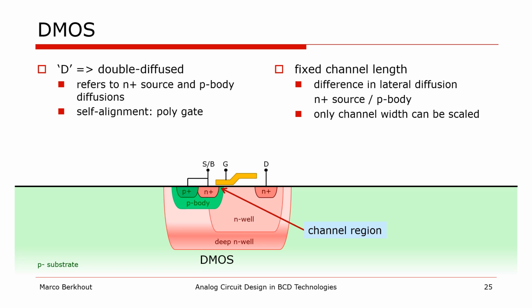The DMOS transistor is built with the same diffusion as the bipolar transistor in combination with a MOS gate. The D in DMOS is short for double diffused, and this refers to the two diffusions that form the source and the body of the transistor that are self-aligned by the gate. This creates a channel region underneath the gate that has a length determined by the difference in lateral diffusion between the p-body and the n+ source. The length of the resulting channel does not depend on the length of the gate, so only the width of the channel can be scaled.